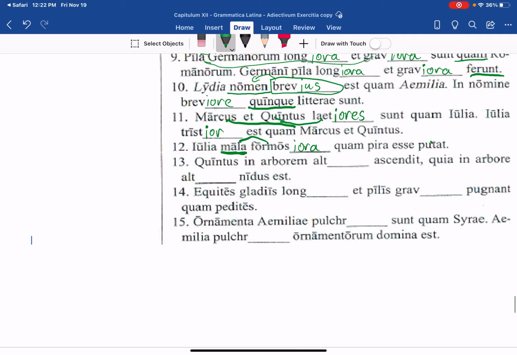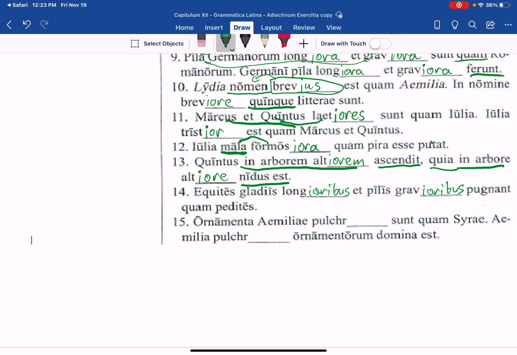Number 13, Quintus in arborem altiorem ascendit, quia in arbore altiore nidus est. So Quintus ascends, he climbs into the taller tree, quia, because in the taller tree is a nest. Number 14, equites gladiis longioribus et pilis gravioribus pugnant quam pedites.